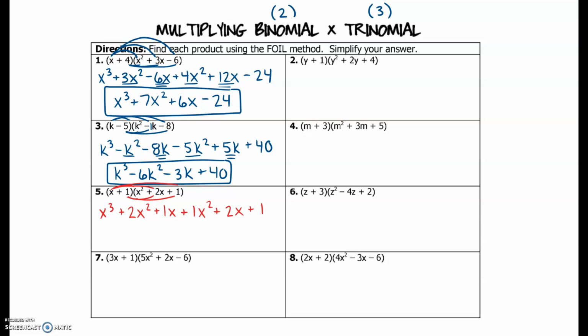At this point, bring down your x to the third. Combine your x squared terms. 2 plus 1 would be 3. Combine your x terms. 1 plus 2 would be 3. And bring down that constant number in your final answer.